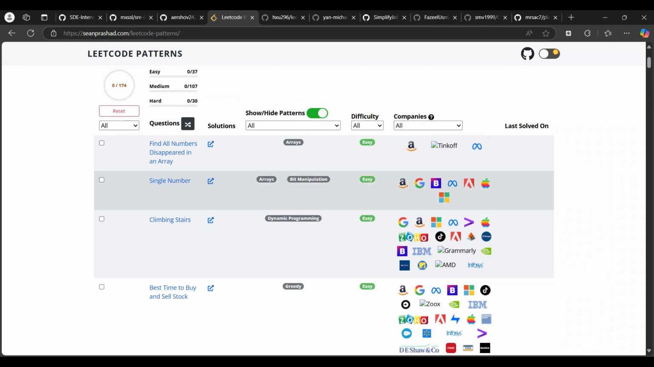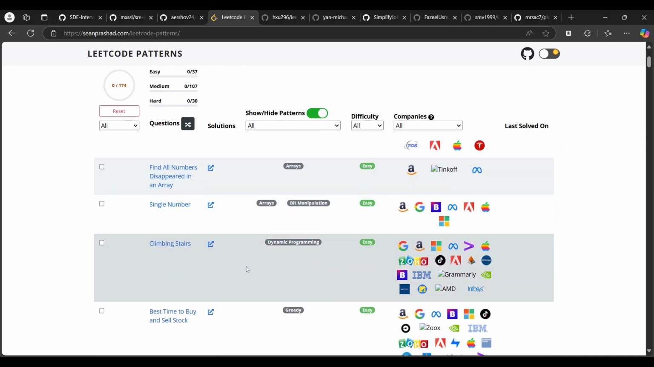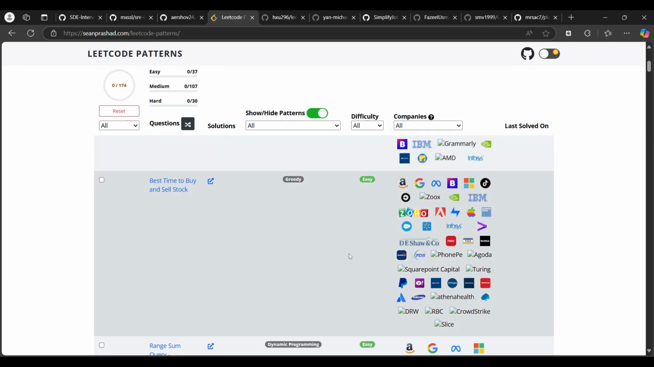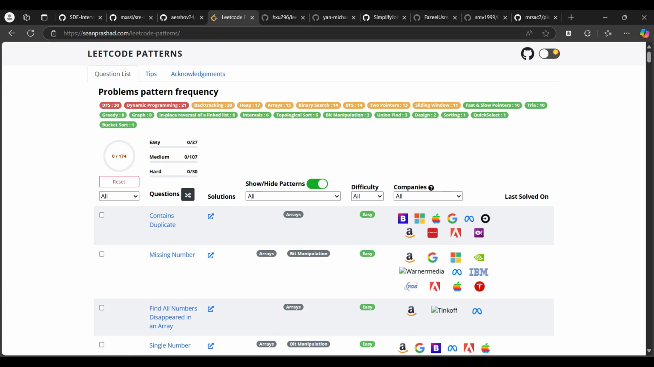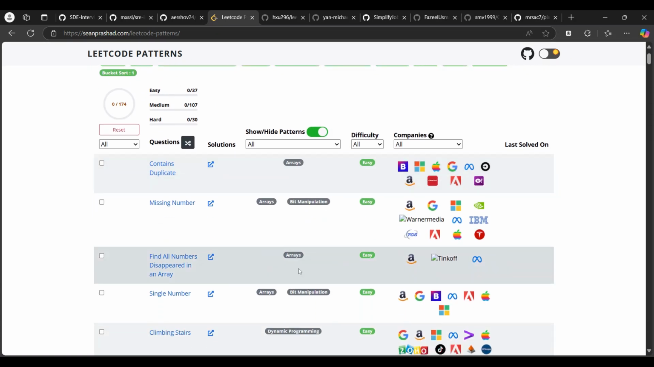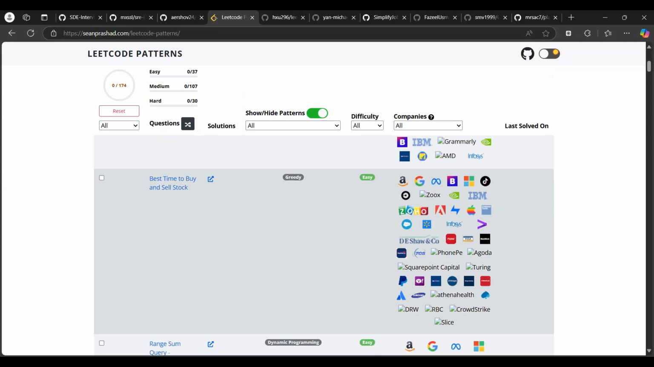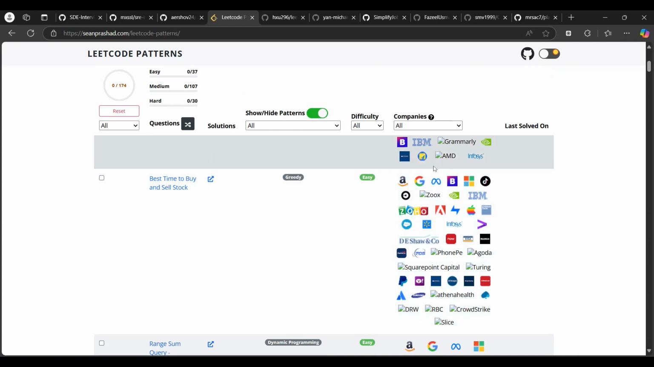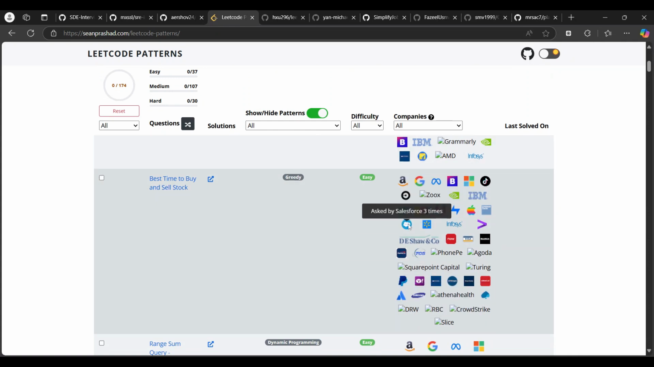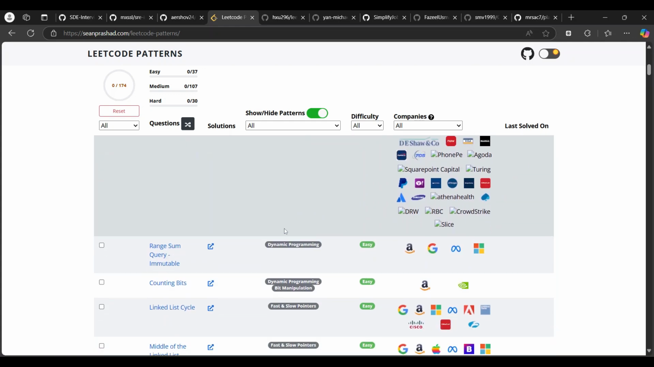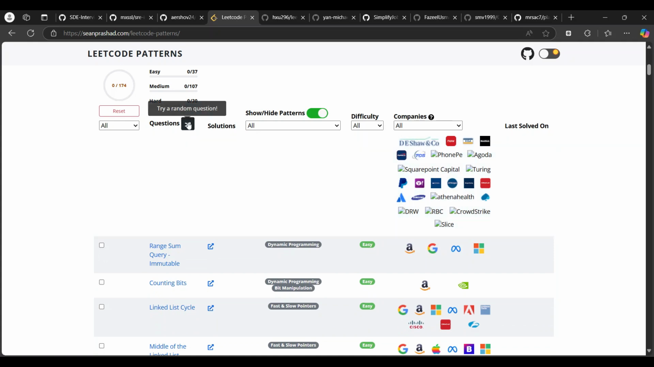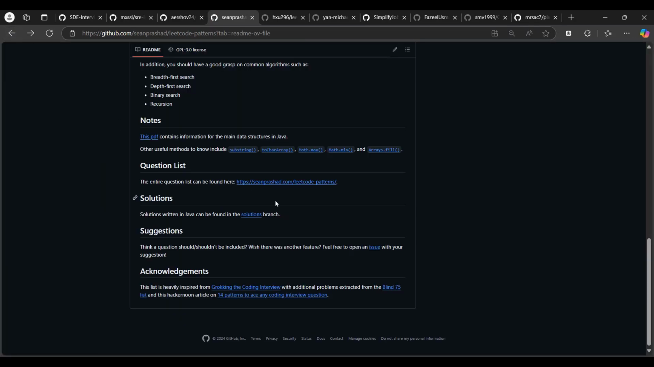So it's a great platform, right? They have listed all the questions by pattern, like this one is of array, this is of dynamic programming. So these are the patterns, and you can specifically practice from here. And these are the companies in which these questions were asked, so you can get the idea of which questions to target for interview, right? So a very good platform they have created.